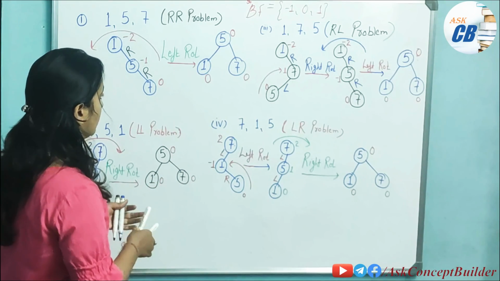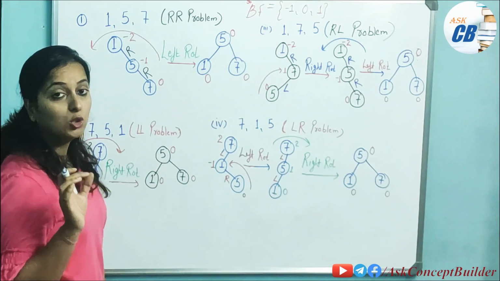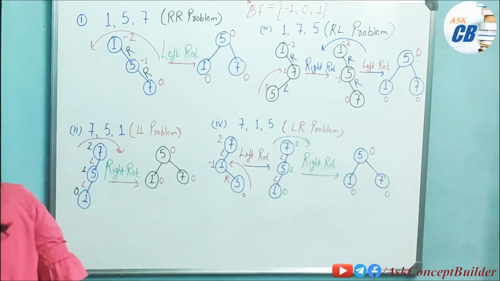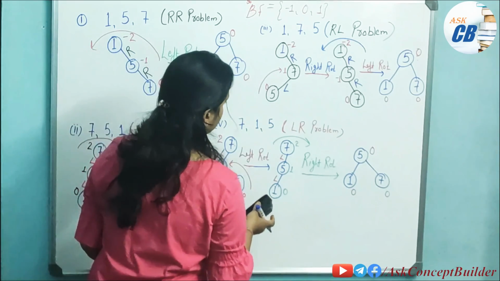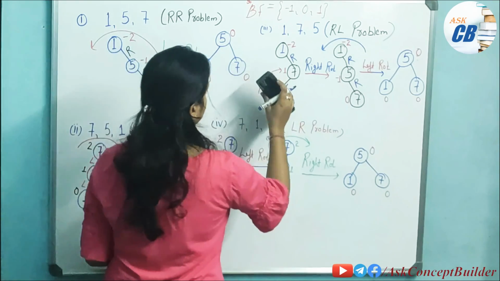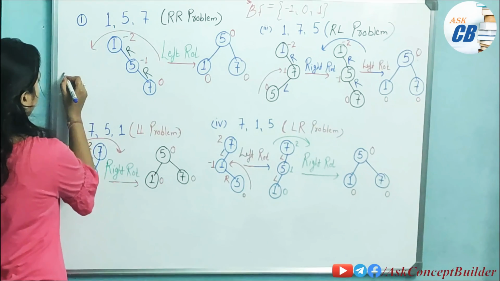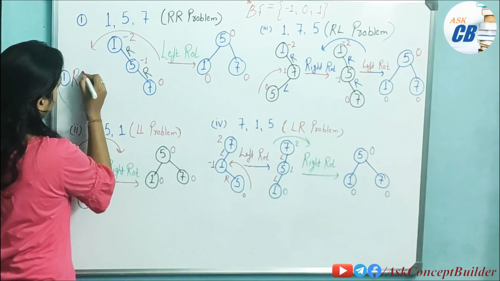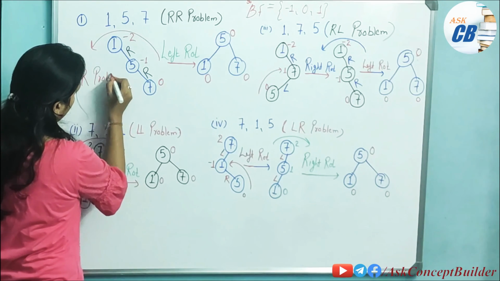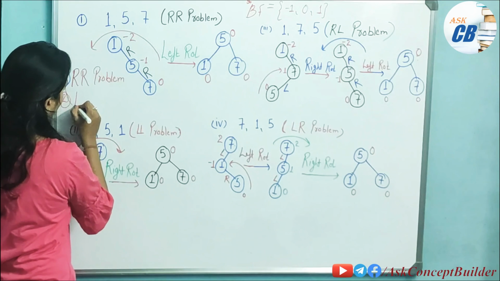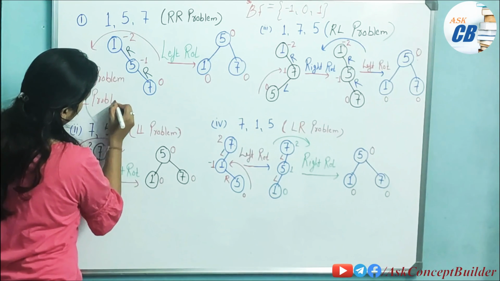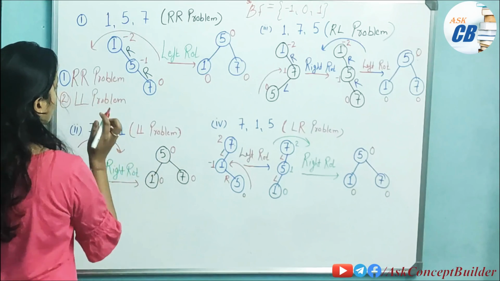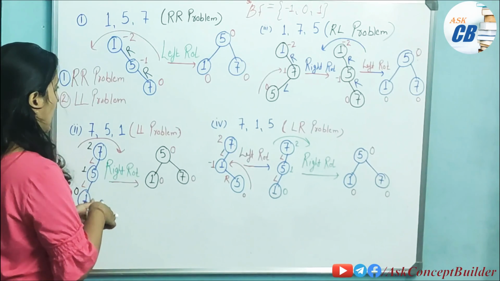So see what we can see here, that basically you have only 2 types of problems. I will write here. One is your RR problem, and the second one is your LL problem. Basically you have these problems only, because LR and RL also you have to make into either LL or RR only. So you have 2 types of problem, and the solution for your RR problem is what?